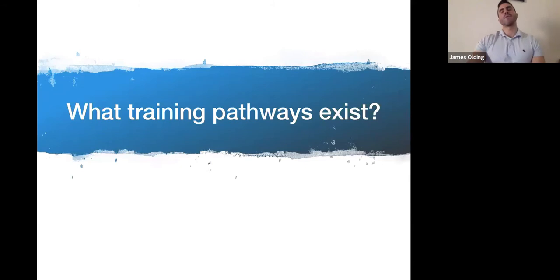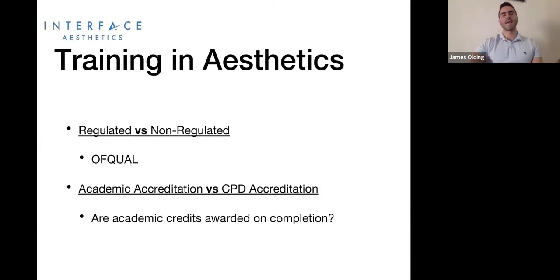So, what training pathways exist? Training is a vast and complex area, which again, we can't cover in too much detail here. But suffice to say, when you're looking at any training options, it's important to think about a couple of things. Firstly, do you want to carry out a regulated training option? That means it's regulated by Ofqual, which is the educational regulator in the UK, or a non-regulated option. Next, do you want to gain academic accreditation? So when a course says that it's accredited, do they mean that it's academically accredited and that you will gain academic credits at the end of that qualification? For example, a postgraduate certificate or a postgraduate diploma?